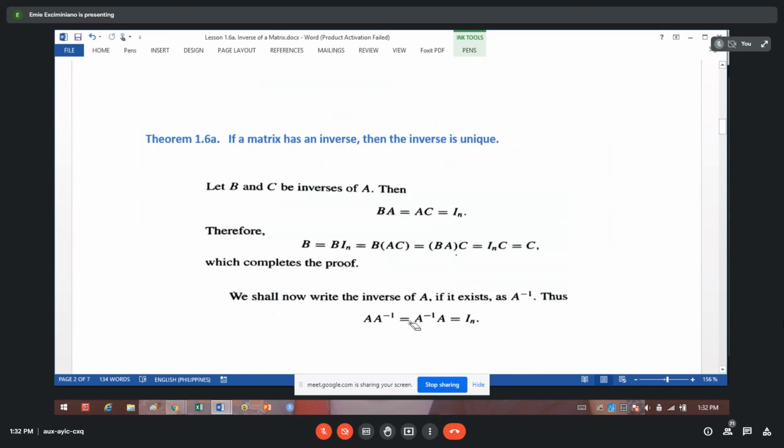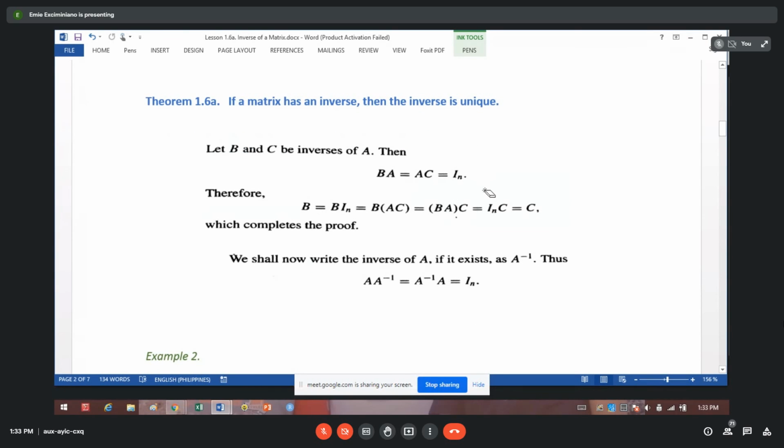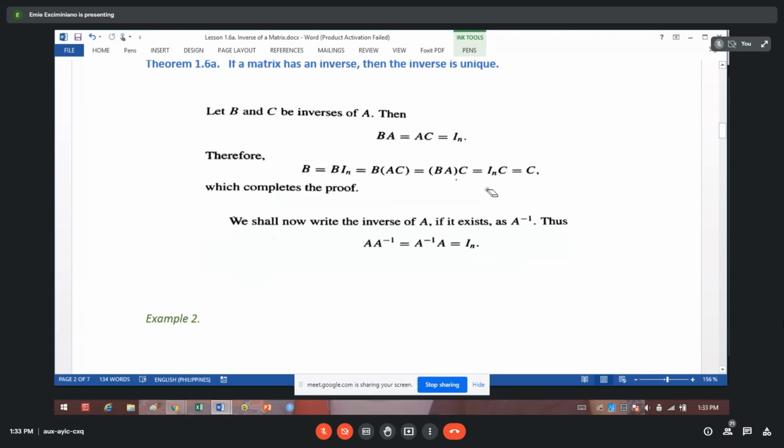Okay, and then that leads to our first theorem under this topic or under this lesson. Theorem 1.6a, if a matrix has an inverse, then the inverse is unique. Okay? Walang duplication.